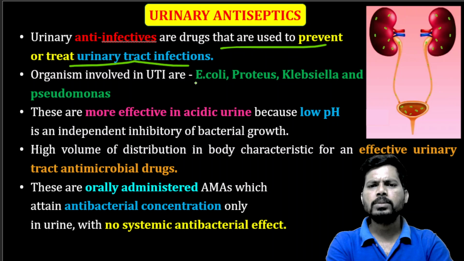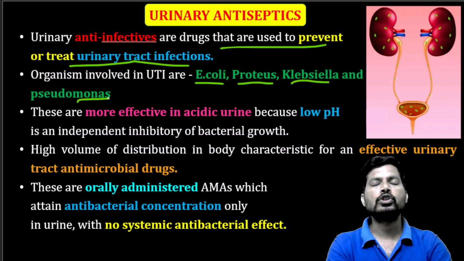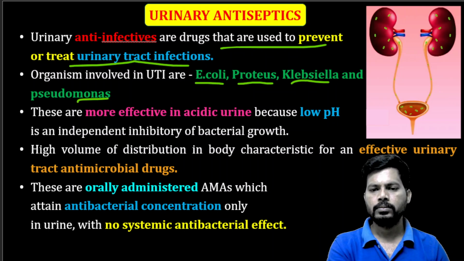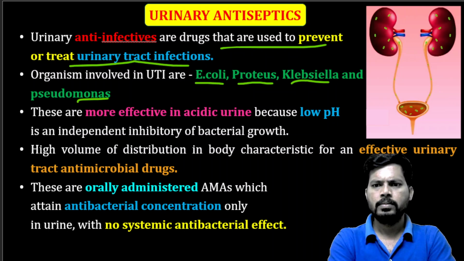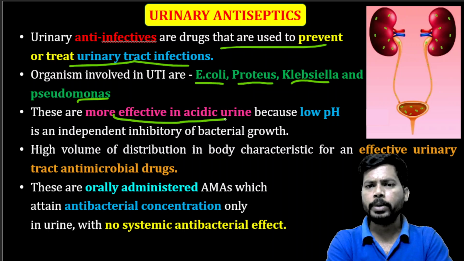The organisms include Escherichia coli, a gram-negative organism, Proteus mirabilis, Klebsiella pneumoniae, and Pseudomonas aeruginosa, one of the highly infective gram-negative bacteria. These are the list of organisms which commonly cause urinary tract infection, including lower as well as upper urinary tract infection. These drugs are more effective in acidic urine because low pH is itself an inhibitor of bacterial growth.